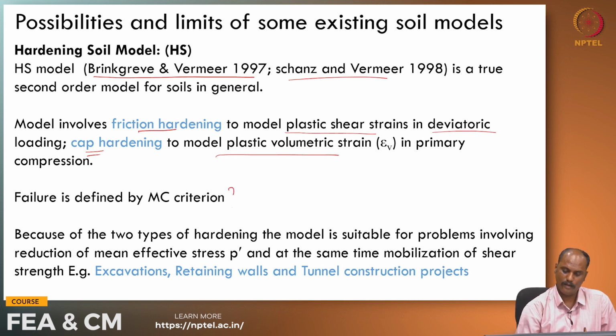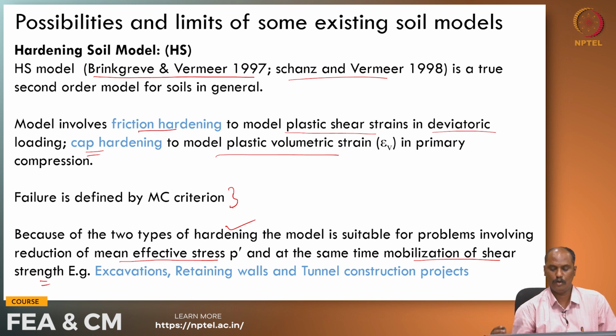So again, in almost all the soil models, the failure is defined by the Mohr-Coulomb criterion, MC criterion. And because of the two types of hardening, namely the friction hardening and the cap hardening, this particular model is suitable for problems involving a reduction in mean effective stress p dash and at the same time mobilization of shear strength, especially in the case of unloading or excavation type of problems. So excavations, retaining walls, and tunneling construction projects. This particular model is very, very useful.